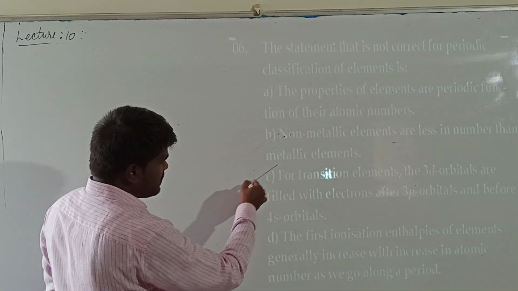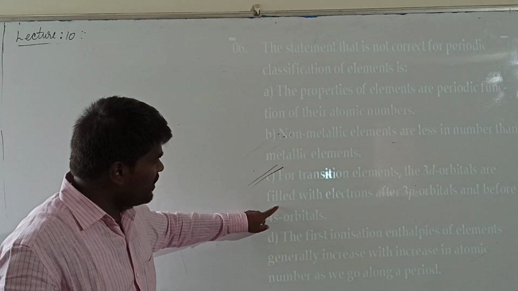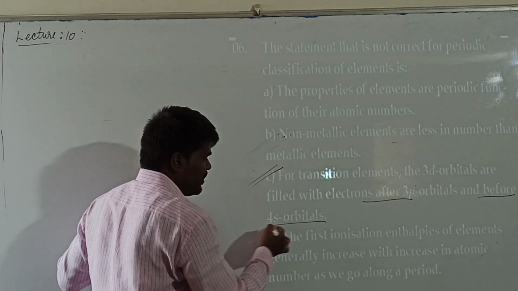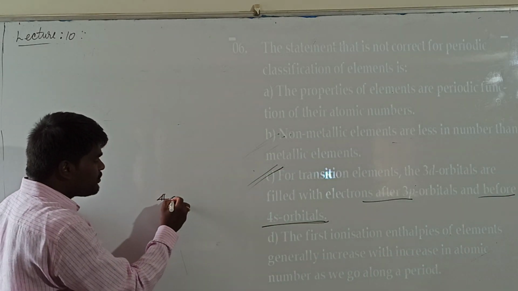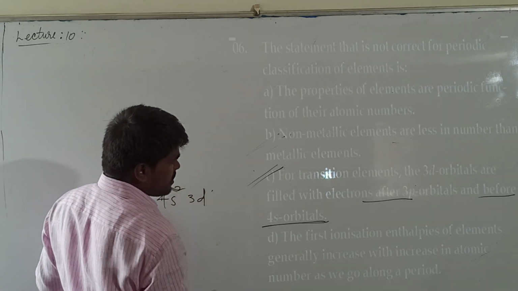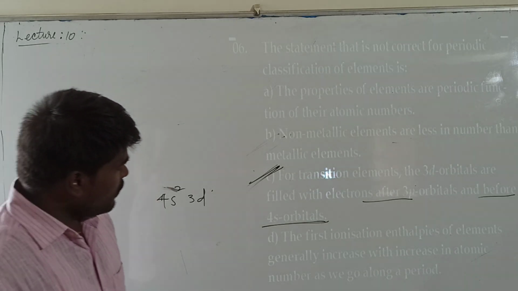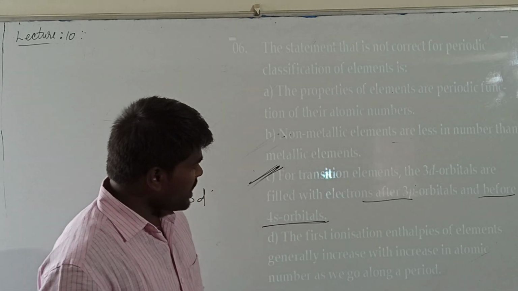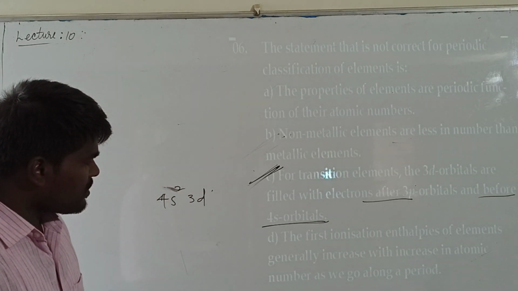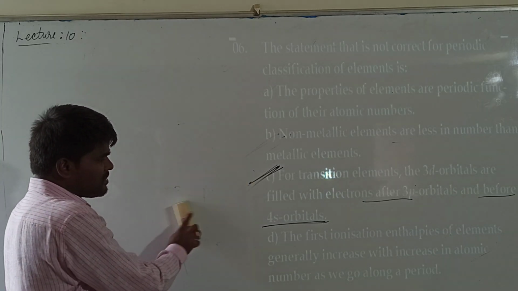This is your wrong statement. Here it is saying that in transition elements the d orbitals are filled with electrons after 3p and before 4s. Actually, electrons enter after 4s; after 4s you will enter into the 3d. So this is your wrong statement. Option C is the correct answer to this particular question. The fourth option will also be correct: the first ionization enthalpies of elements generally increase with increase in the atomic number as we go along the periods. This is also a correct option, and the wrong option will be C.